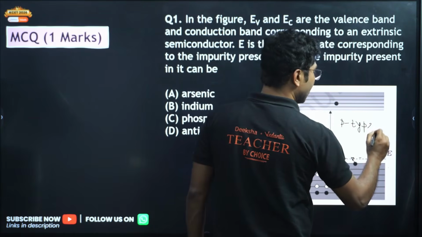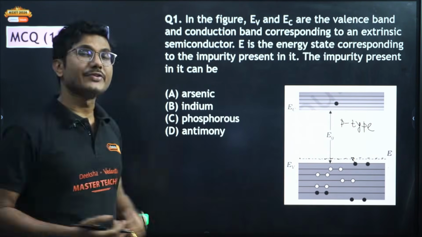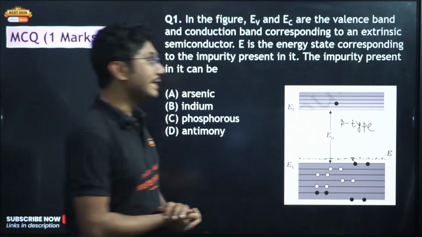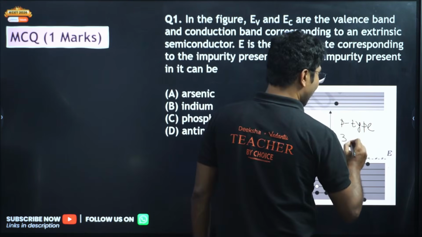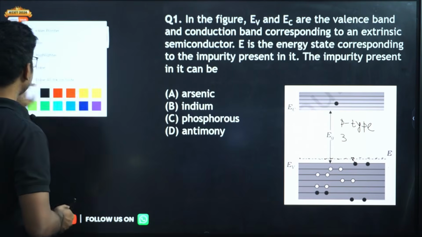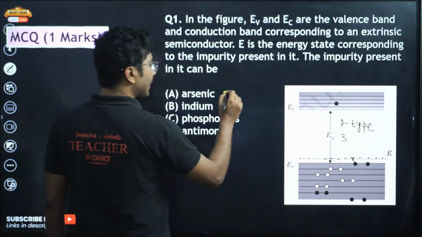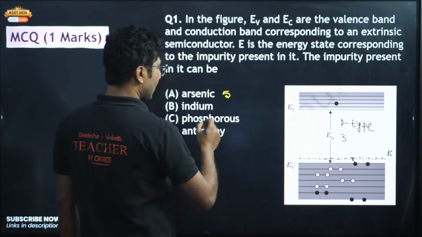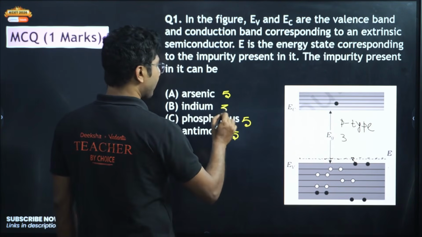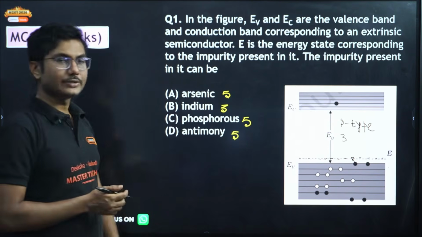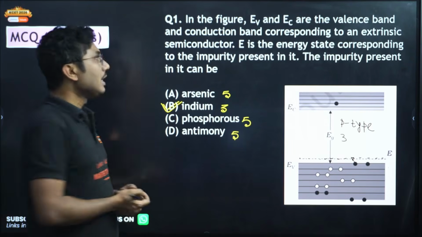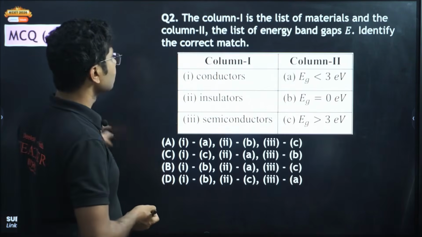Now, what valency do we need to dope into an intrinsic semiconductor to make it a p-type? We need valency 3, a trivalent substance. Now if you see all the options, arsenic is a pentavalent substance, phosphorus is also pentavalent, antimony is also pentavalent, only indium is a trivalent element. So we will dope it with the trivalent element, that is indium. Okay, now let's move on to the next question.